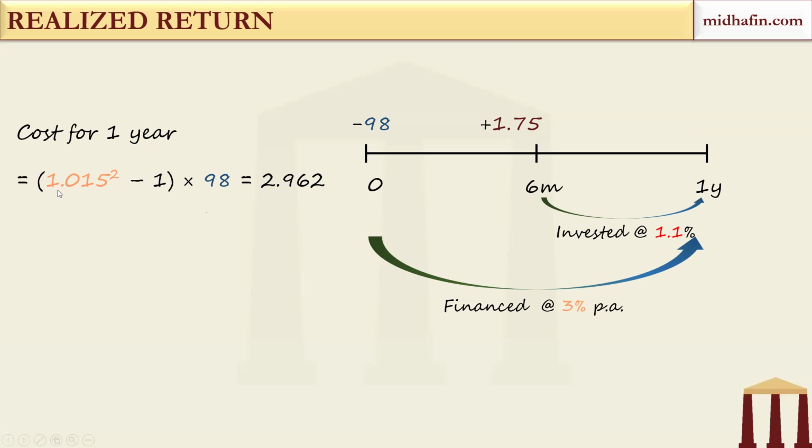Okay, final cost is 1.015 squared times 98 and initial cost is 98. You can factor out 98, you will be left with this relationship. So my cost of financing is $2.962.